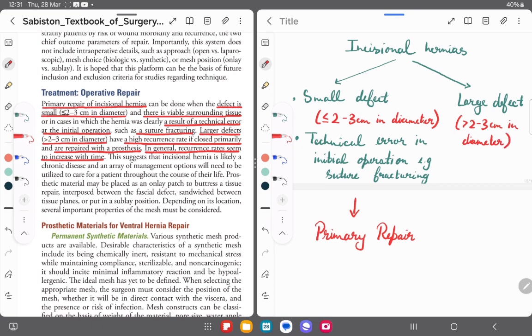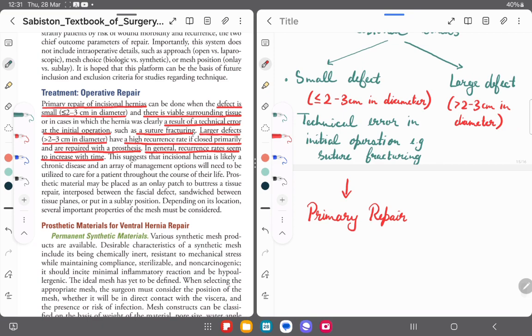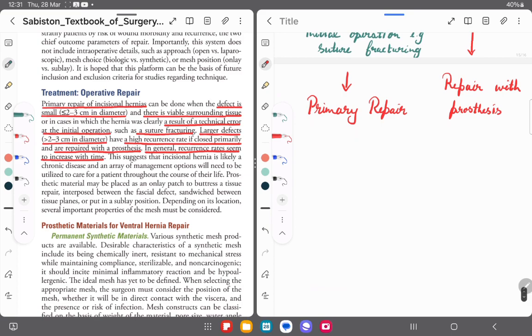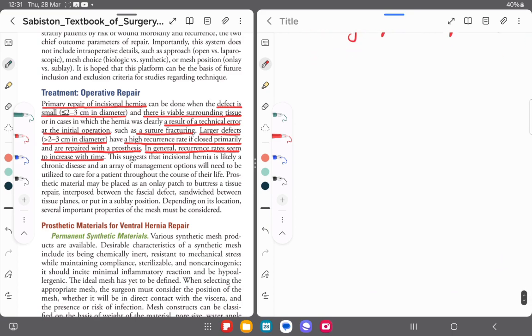So what we do in such cases is repair with prosthesis. So we place a mesh which can be in any position. In general, recurrence rates seem to increase with time.